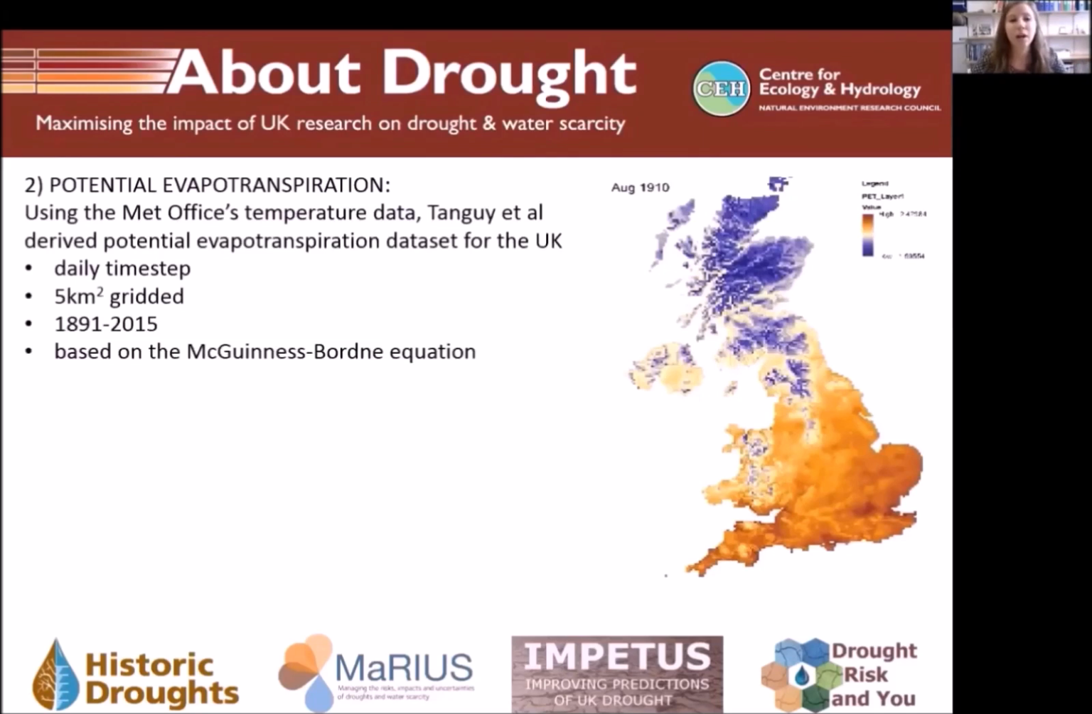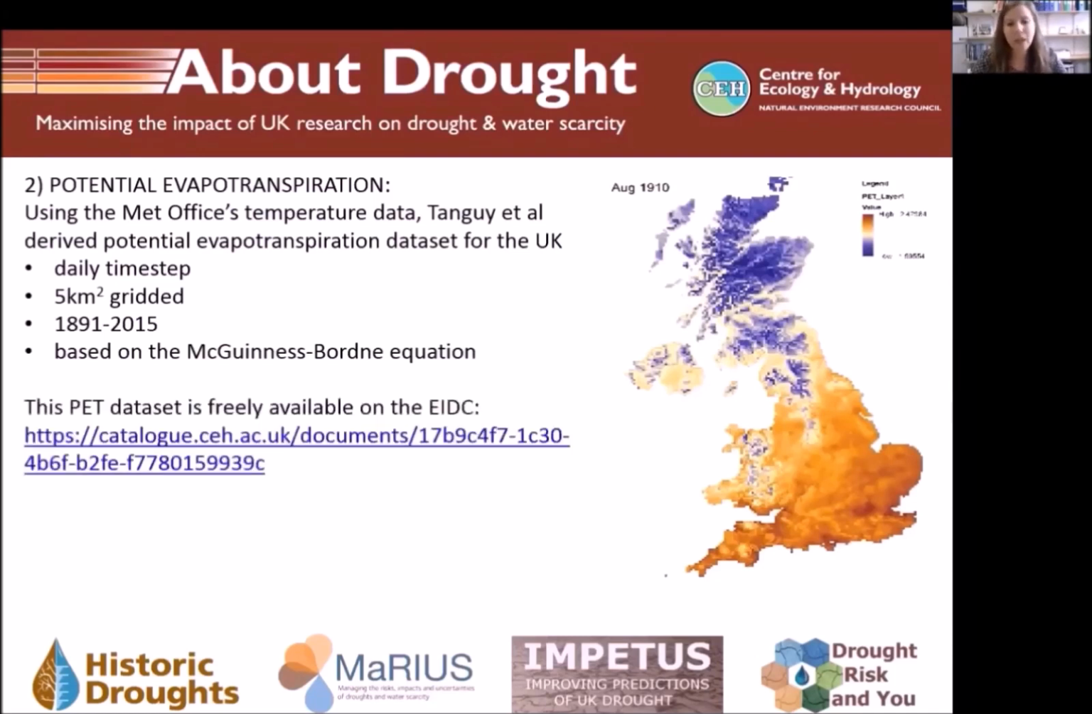So Maliko Tanguy has been looking at using the Met Office's temperature data that I've just mentioned, that they've recently digitised and recovered. So that's daily temperature data, and she's used that to derive potential evapotranspiration using the temperature-based McGuinness-Bordne equation. So this data set is on a daily time step. It's a 5-kilometre gridded data set, and it runs from 1891 to 2015. This is freely available now on the Environmental Information Data Centre.